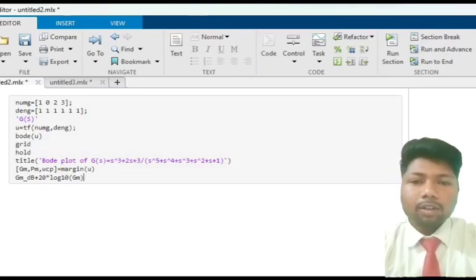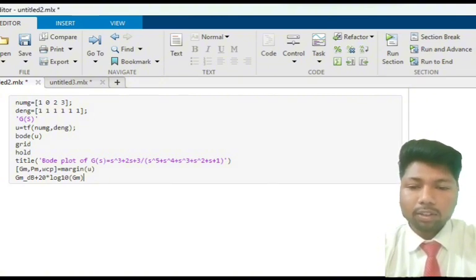Myself Shreyas Wadne. Today I am going to explain how to write a program for a Bode plot. First objective is to draw the Bode plot of the given system. Second is to find the optimum value of the frequency where the system is stable. Third is to find the values of GM. GM means gain margin and PM means phase margin.